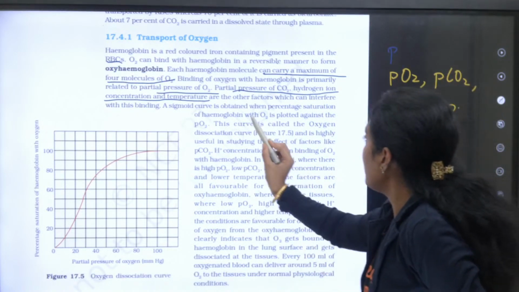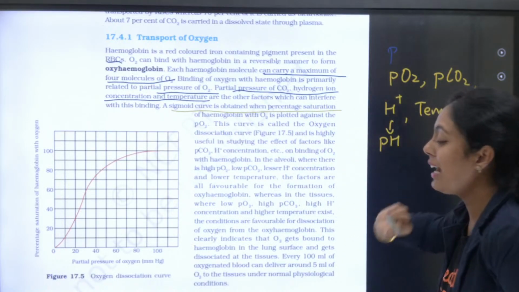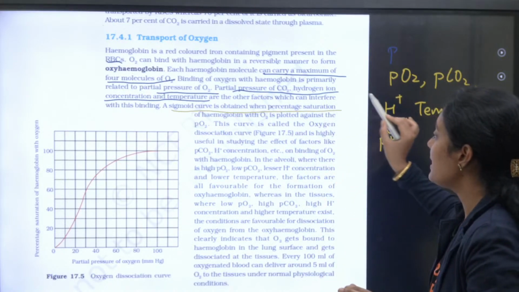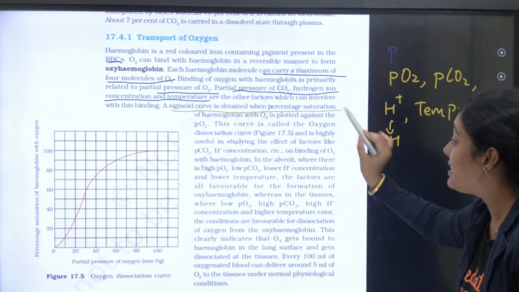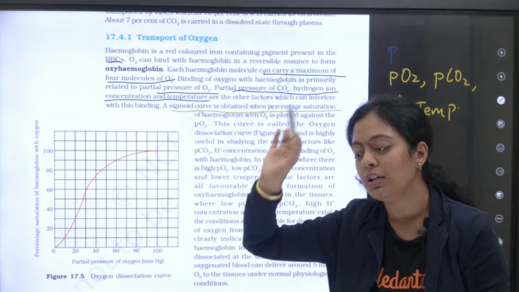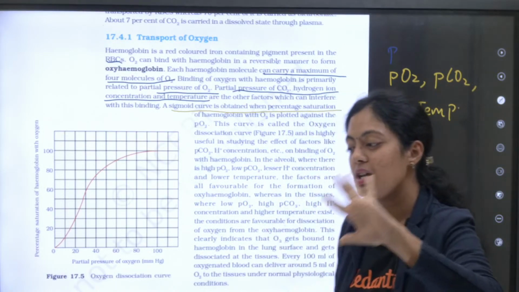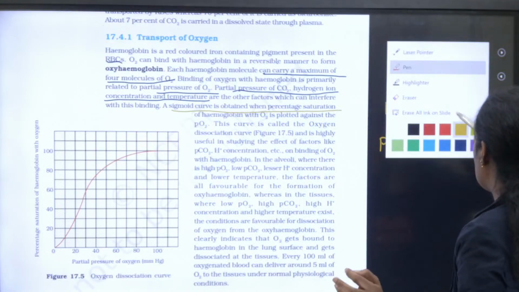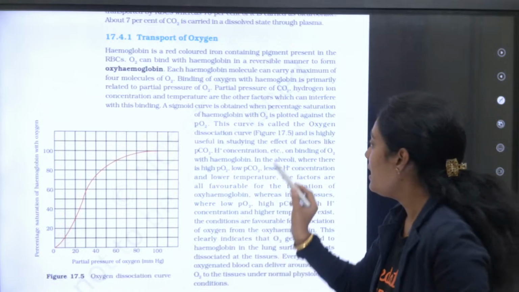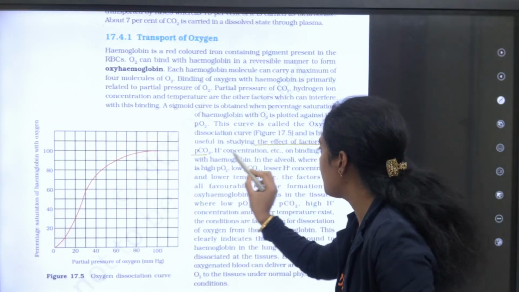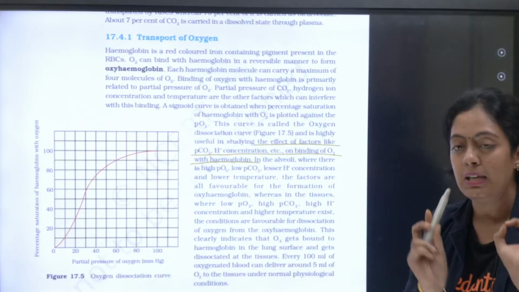Yes. So what are we getting? The other factors which can interfere with this binding, a sigmoid graph is obtained. When the percentage saturation of hemoglobin is plotted against the PO2, the curve is called the oxygen dissociation curve. What do we call it? Oxygen dissociation curve. Okay, is this understood? Now let's try to understand this part of it. It is very much useful in studying the effect of factors like PCO2 and H plus ion concentration on binding of oxygen with hemoglobin.